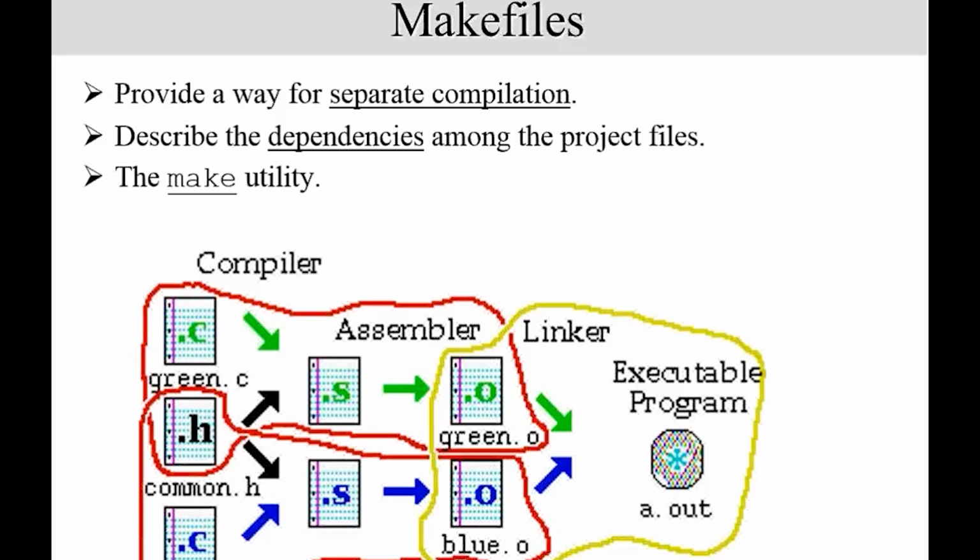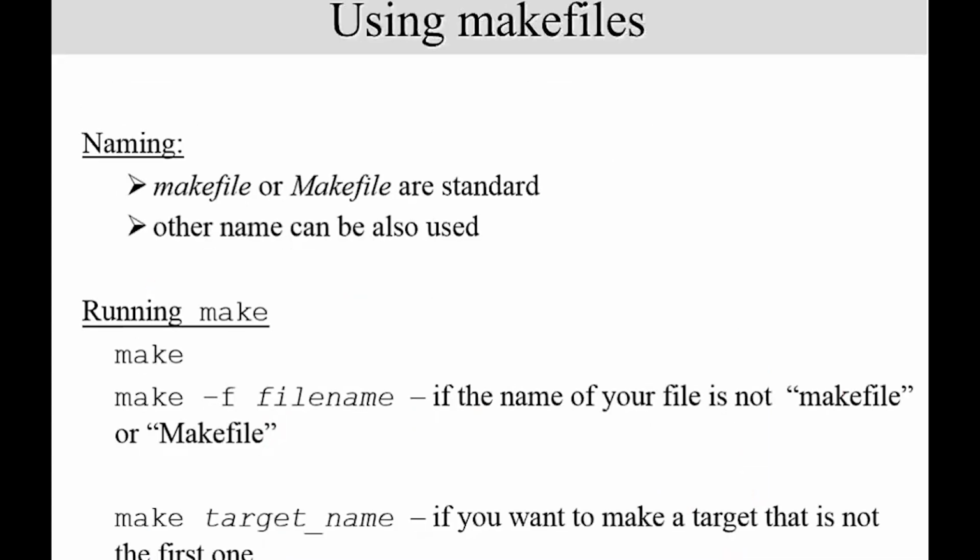Now if you want to change the green.c but not the blue.c, you don't want to compile the blue.c again, so you only want to compile the green.c. So once you specify how they are dependent, the Makefile looks at the timestamp and at what changed, and if nothing has changed then it won't touch the particular file. So let's look at that.